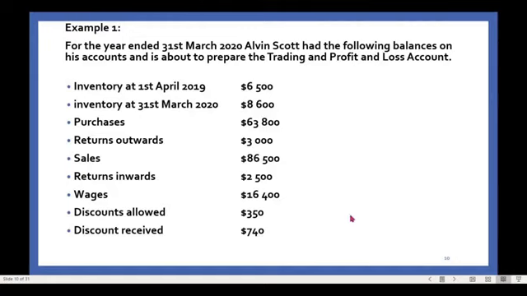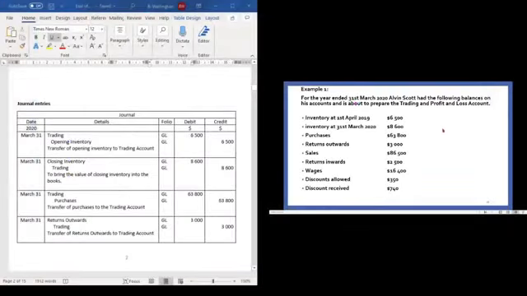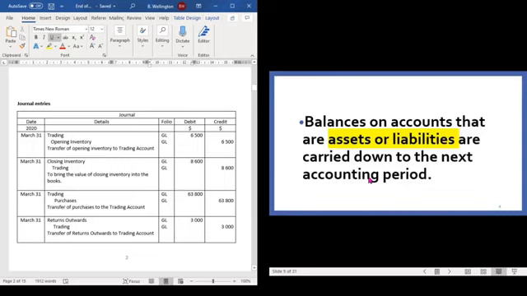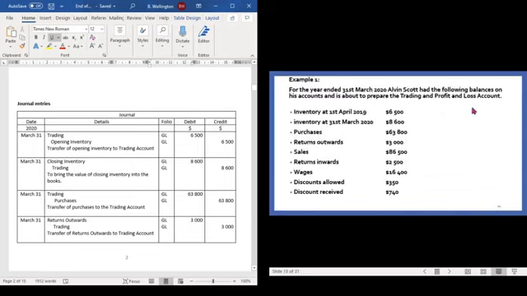Now, let us look at an example. The example says, for the year ended 31st March 2020, Alvin Scott had the following balances on his account and is about to prepare the trading and profit and loss account. Now you had opening inventory of $6,500. That was the inventory at the 1st of April 2019.